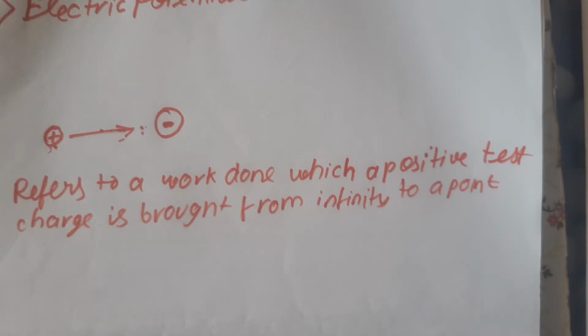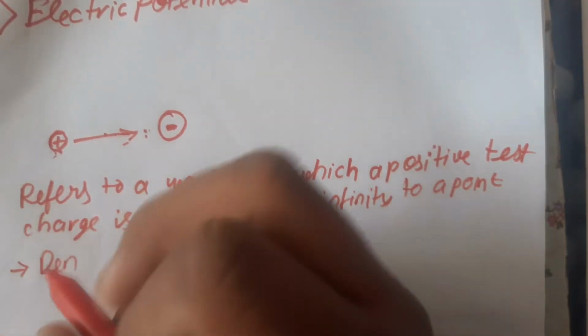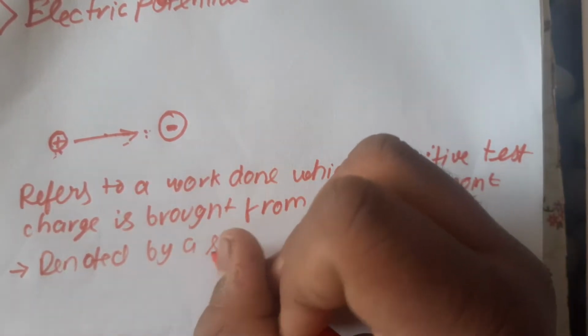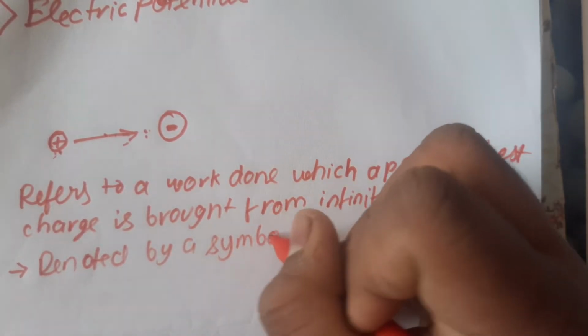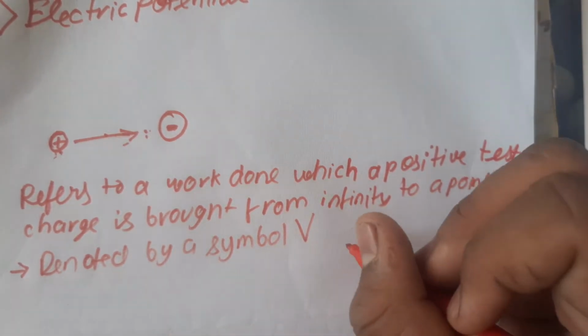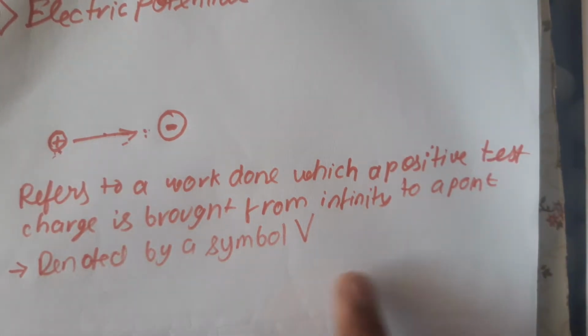And this potential is denoted by the symbol V. Now you would be thinking, what is V and all these symbols? It's completely fine if you don't know about this. I am going to teach you.